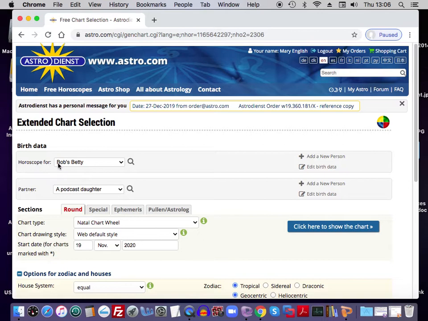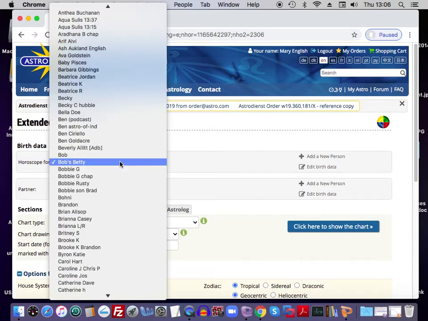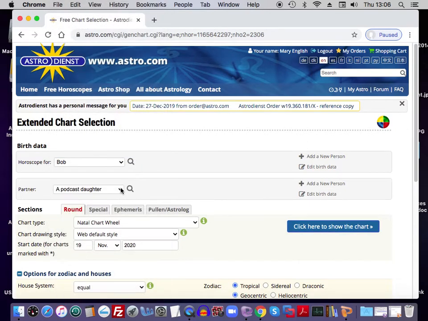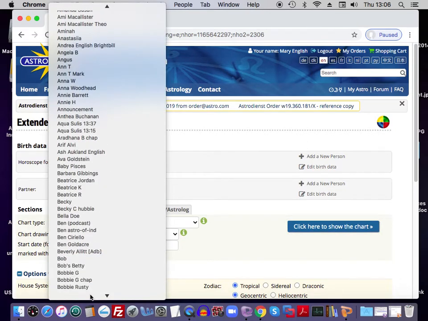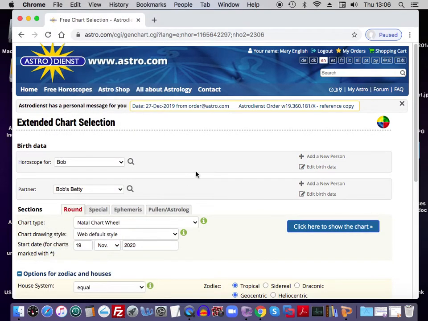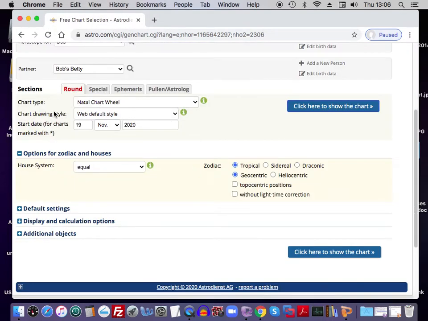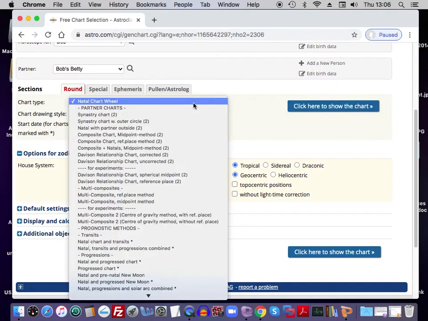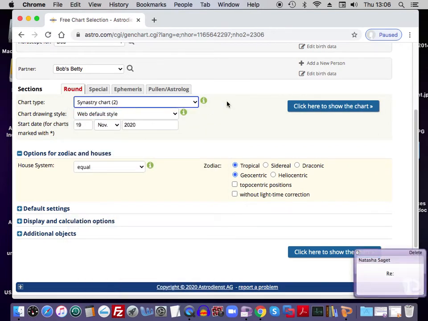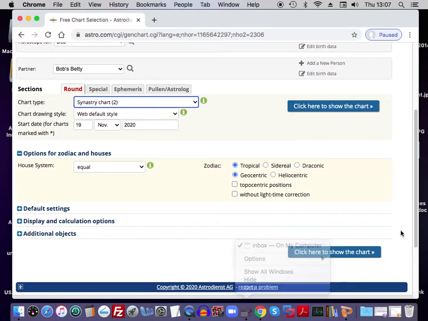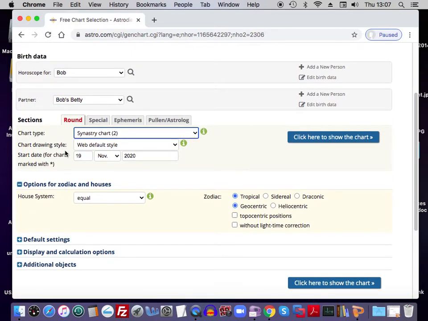So you've got horoscope 1 and then you've got partner. You need to click in that box because we're going to start with Bob first, and then we're going to stick in Bob's Betty. There we go. And we're going to click into this chart type. We can use Synastry times 2. So we've got Bob, Bob's Betty, Synastry chart using equal house. So click here to show chart.